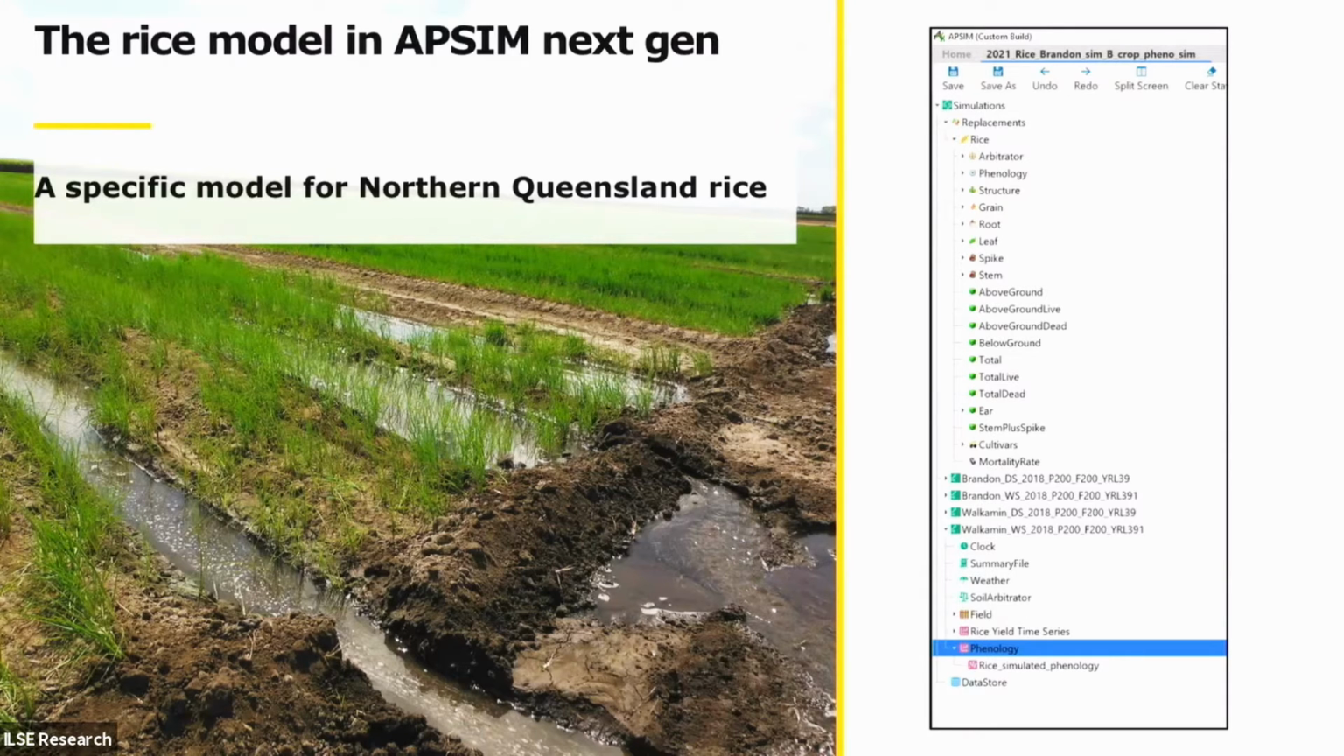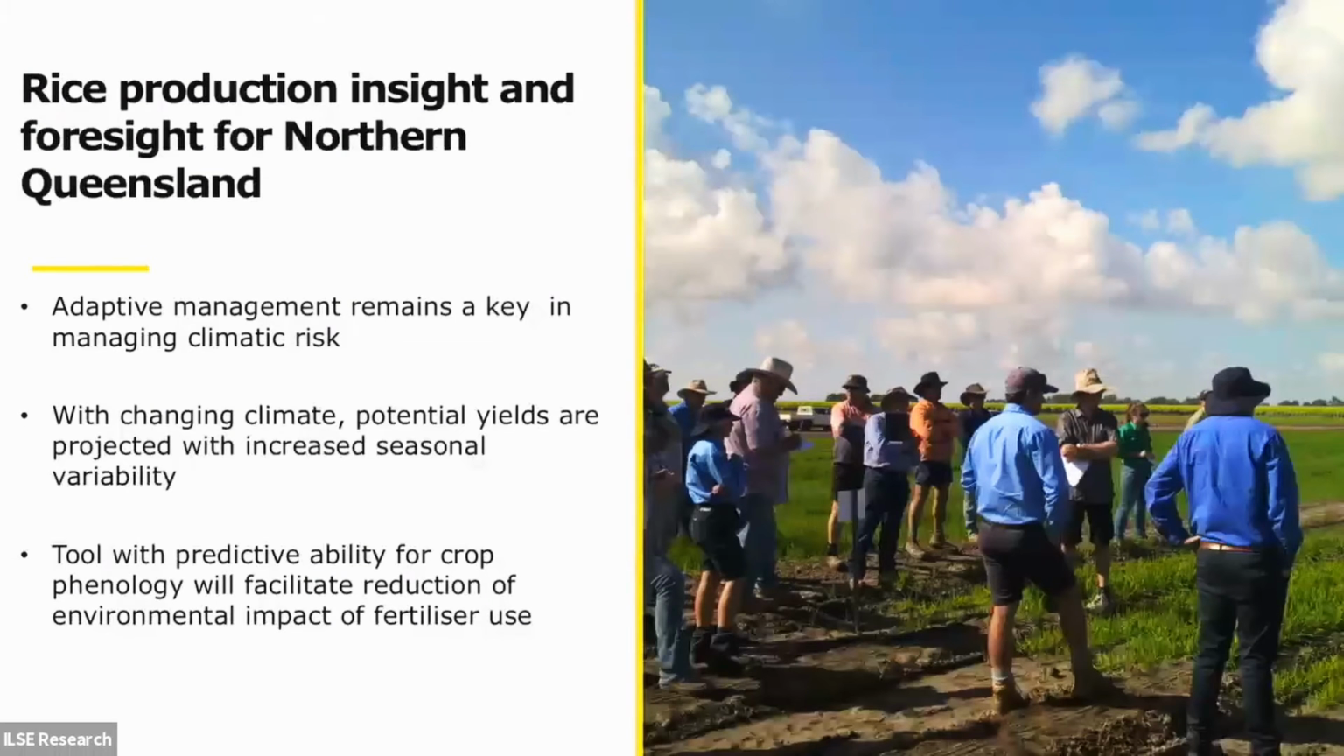One advantage and plus of this new rice model is that it has a formalism that describes phenology and its response to nitrogen and water. This is something that was not available before in existing rice models, because phenology is generally used as an input to the models, whereas in this new model we have predictive ability of the phenology of the crop. So with this new rice model, the application is to provide insight and foresight for Northern Queensland.